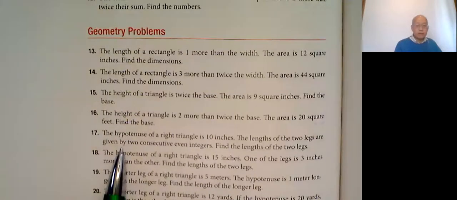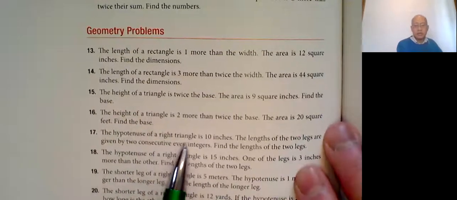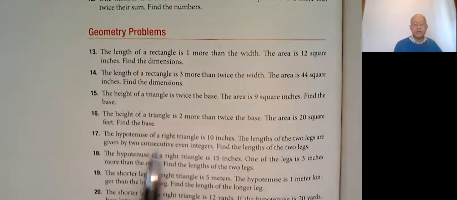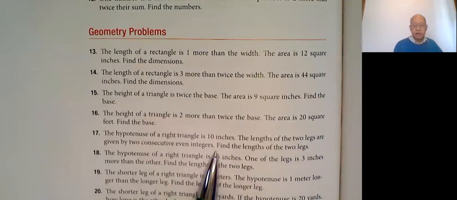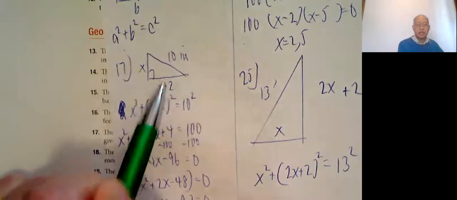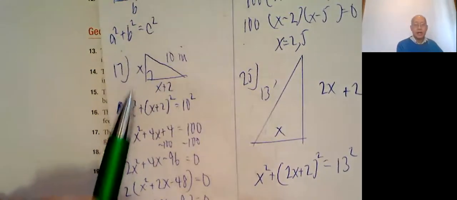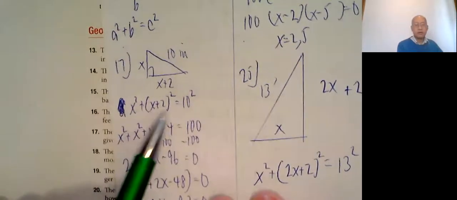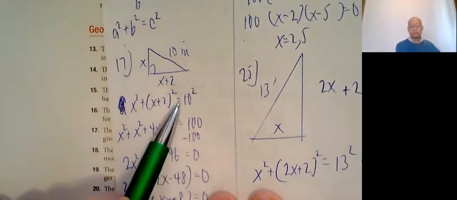Okay. So for 17, the hypotenuse is given to be 10 inches, and the lengths of the two legs, the shorter sides, are two consecutive even integers. Find the length of the two legs. Okay, so consecutive evens, x and x plus 2. So a squared plus b squared equals c squared. X squared plus x plus 2 squared is equal to 10 squared.